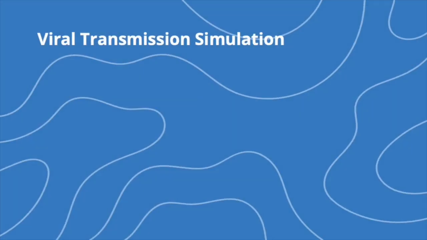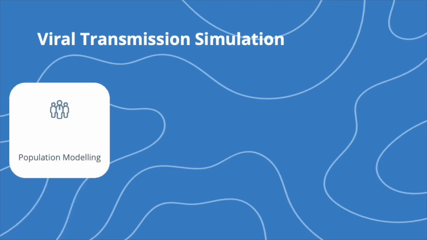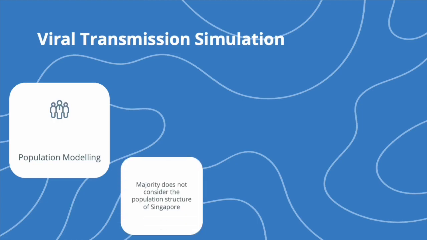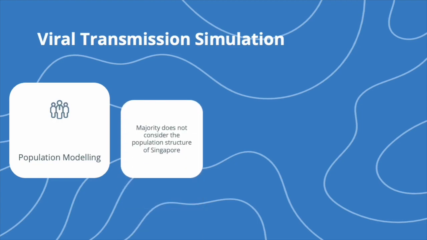In order to create a viral transmission model, there are two main parts to such simulation. First is the population modeling. There have been many studies to create an accurate viral transmission, but many of them do not consider the population structure of Singapore. Therefore, the results of such reports are not guaranteed to apply equivalently in the context of Singapore.